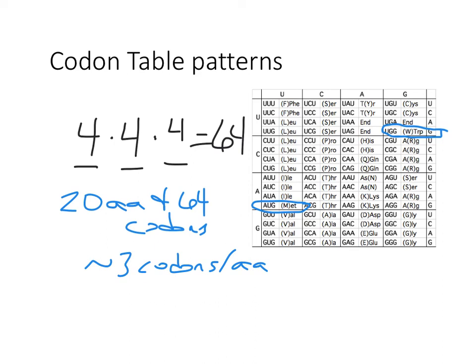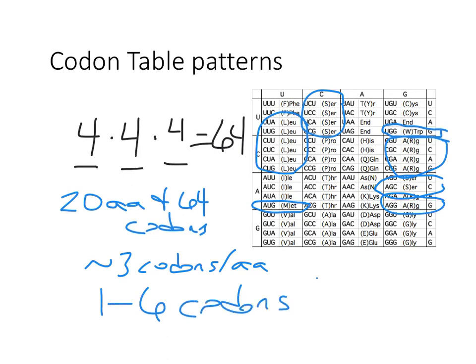What are the amino acids that have the most codons? The largest number of codons up here is 6. Serine has 6, and arginine has 6. There may be another one, leucine. So there's a range of 1 to 6 codons per amino acid.